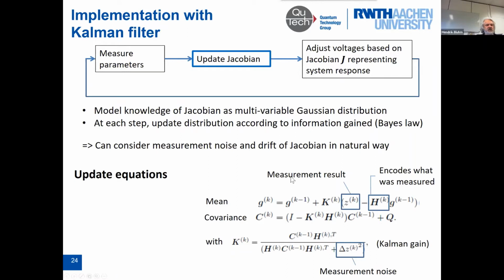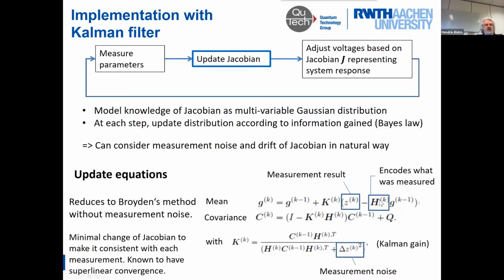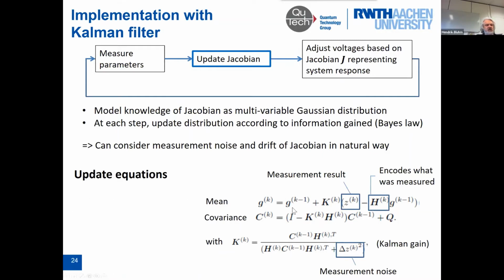Here are the equations for that. I will not go through them in detail, but basically there are update rules for both the mean and the covariance of this distribution. What enters there are, first of all, the measurement results, and also a matrix that encodes what was actually measured. Similar for the covariance, an important factor is this Kalman gain that basically tells you how much the new information updates the distribution.